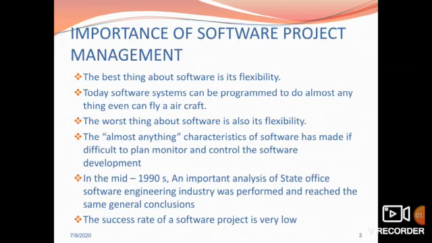What is the importance of software project management? The best thing about software is its flexibility. Today's software systems can be programmed to be almost anything, even to fly aircraft. The worst thing about software is also its flexibility. This almost-anything characteristic of software has made it difficult to plan, monitor, and control software development. Software project management, let us take a small example of project management tools.